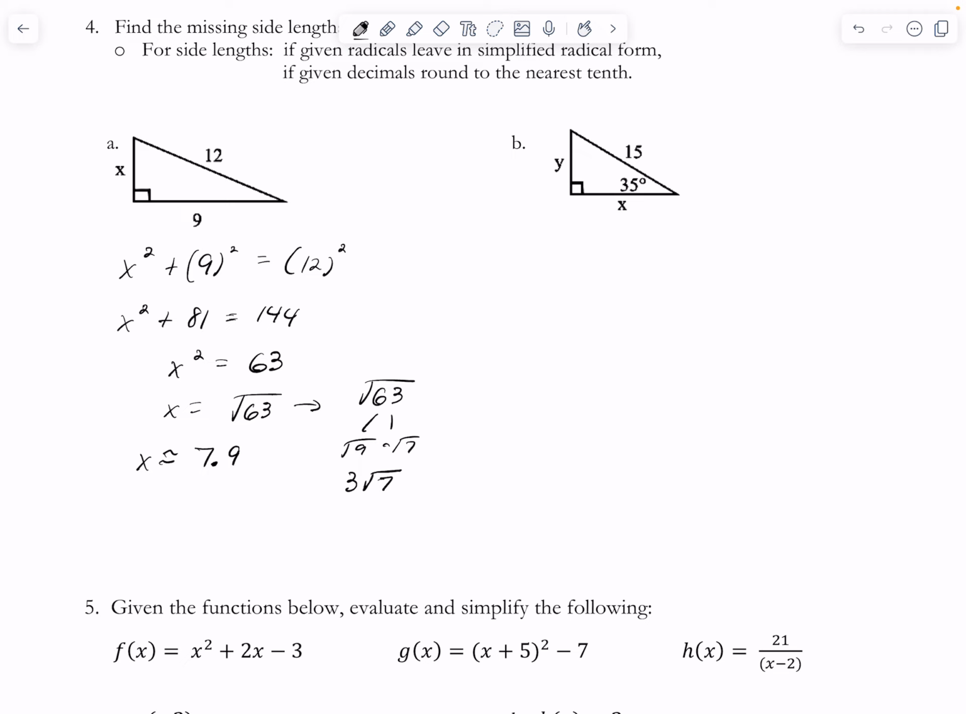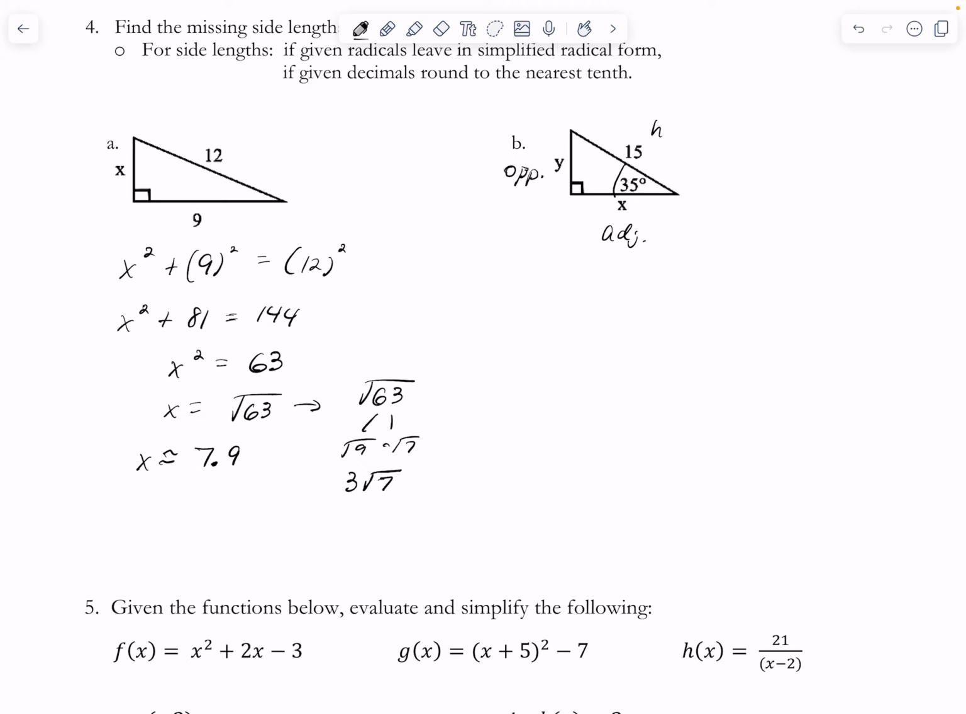Now the next one, I don't have 2 out of 3 side lengths. And also I don't see 30-60-90. So I'm going to be using SOHCAHTOA here. All right, and the idea is when I look at this, I'm looking at it from the perspective of 35 degrees. So x is the adjacent side, and y is the opposite side.